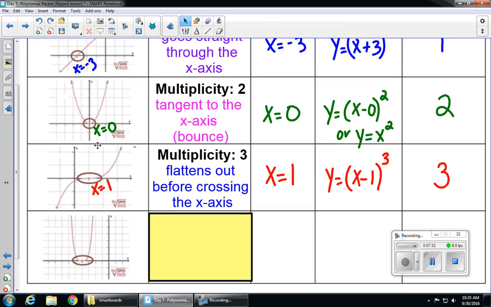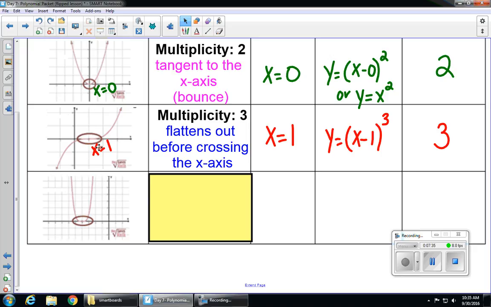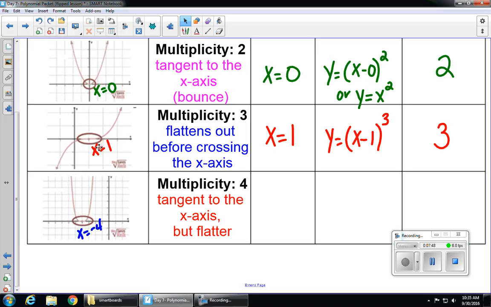Our last graph, if you take a look at that one, we're going to say touches at x equals -4. And this one looks a little bit similar to the multiplicity of 2, except this time this is a multiplicity of 4, because although it's tangent to the x-axis, it's not exactly the same as multiplicity of 2. It flattens out a little bit as it touches the axis. Whereas multiplicity of 2 was a straight bounce, this one is a little bit flatter.